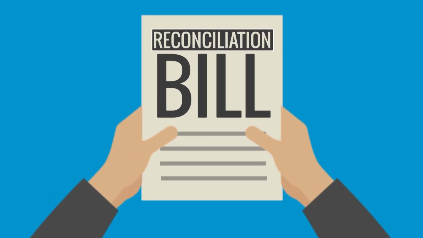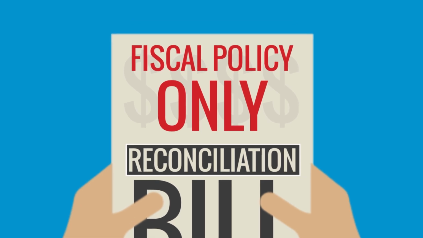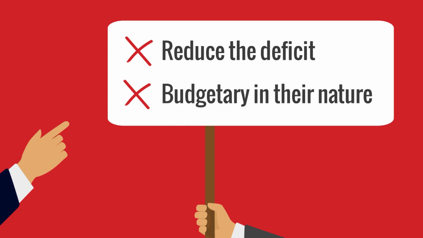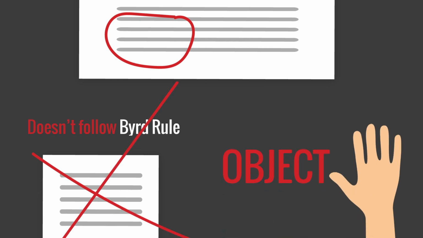Once the reconciliation bill is completed, it doesn't necessarily head to the floor for a vote in the Senate. Because reconciliation can only be used on legislation that addresses fiscal policy, members can challenge a provision of the bill he or she believes violates what's called the Byrd Rule. The Byrd Rule was enacted to ensure reconciliation is being used to reduce the deficit and for items that are budgetary in their nature. And if a senator feels a part of the legislation doesn't do that, they can object.